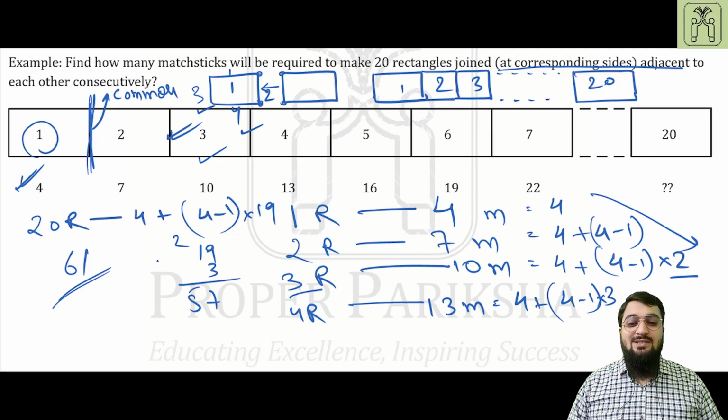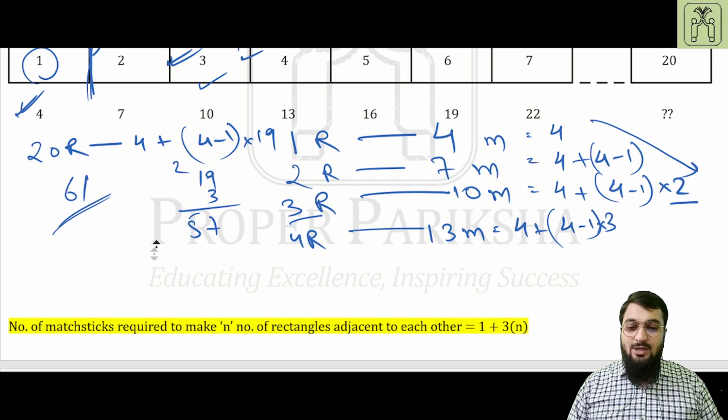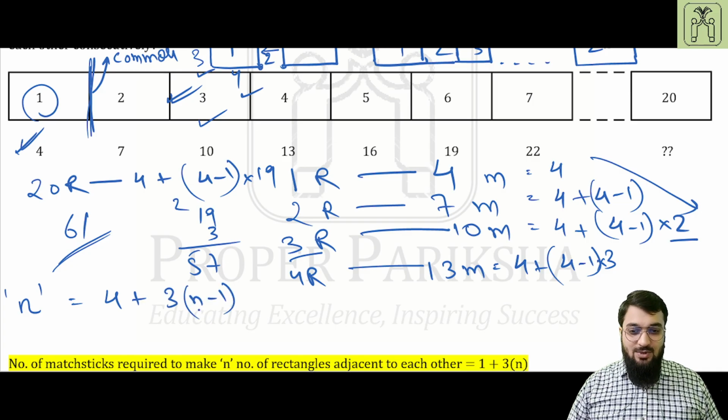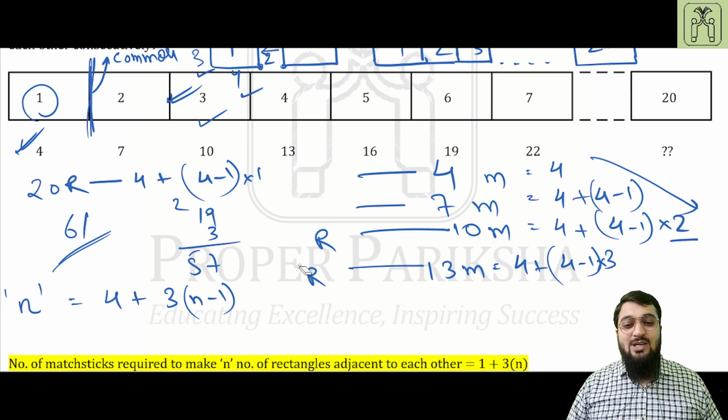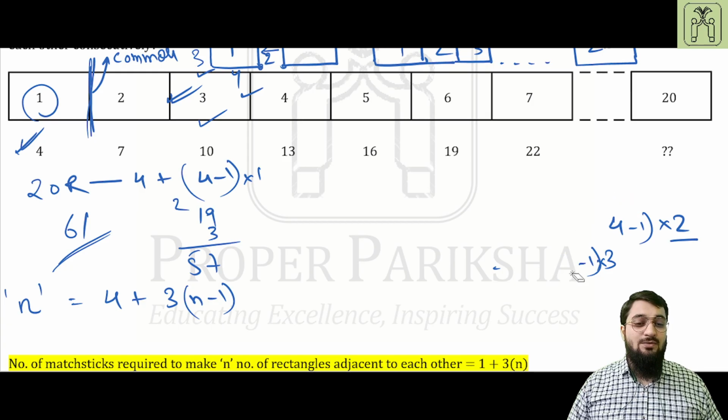So what does the NCERT say about that? NCERT says that the number of matchsticks required to make n rectangles adjacent to each other is equal to 1 plus 3n. So I hope you understand that. This is another way of understanding. Either you can write that the number of matchsticks required to make n rectangles is equal to 4 plus 3(n minus 1). That is one way to write. Another way is that you can simplify this particular formula and write it in the form of NCERT.